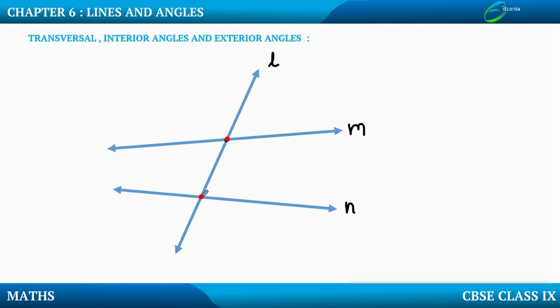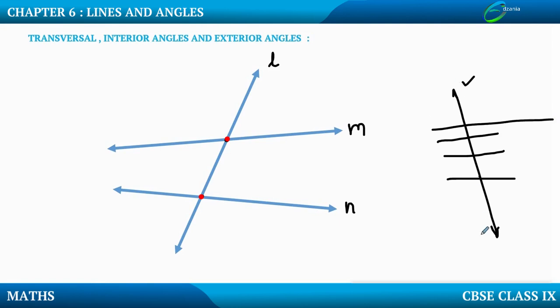Now note that it is not compulsory that a transversal intersects only two straight lines. A transversal can also intersect two or more straight lines. Say for example, if I have three straight lines like this and if I draw one more line, I can clearly see that this line intersects three straight lines in three distinct points. Then also this line can be called a transversal. Even if I have four straight lines, then also I can call this line a transversal.